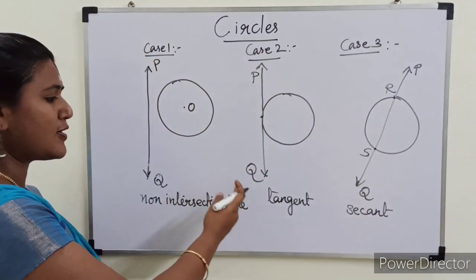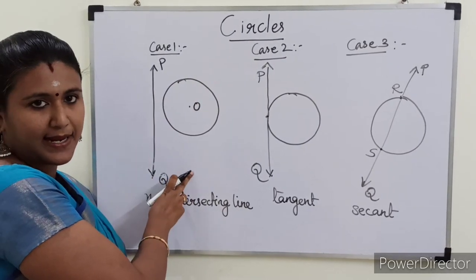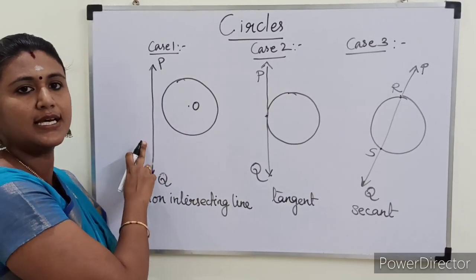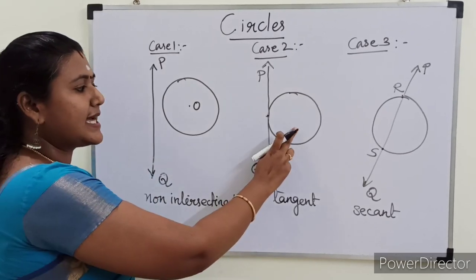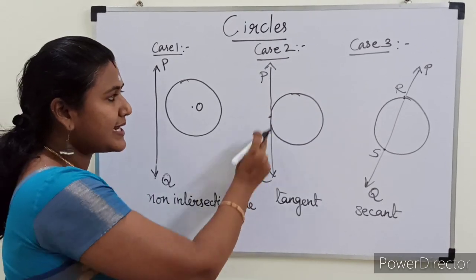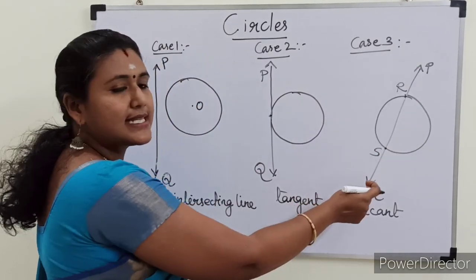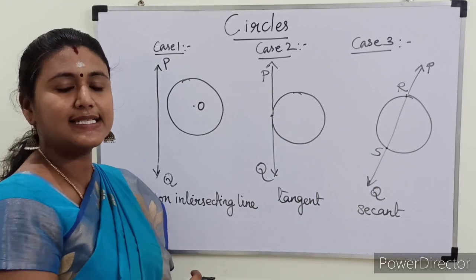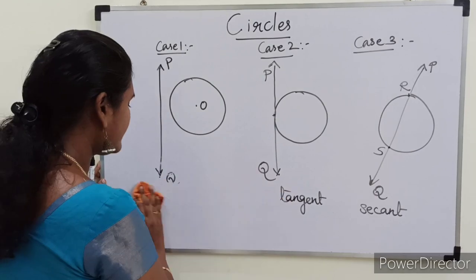So these are the 3 possibilities we can see when we are given a circle and a line in a plane. In the first case, the circle and line will not have a common point. In that case, we will call PQ a non-intersecting line. In the second case, the circle and the line will have only one point in common. In that case, we will call the line a tangent of the circle. And in the third case, the line and the circle will have 2 points in common, and we will call that line a secant of the circle. Now, we will see more about tangents.